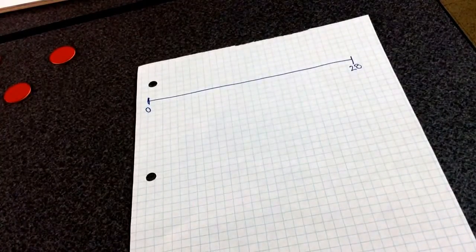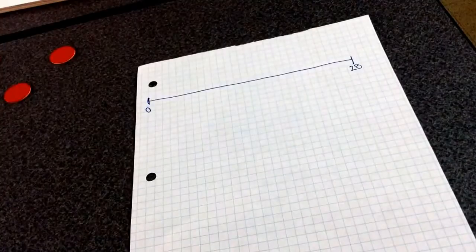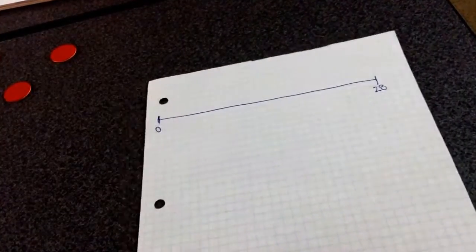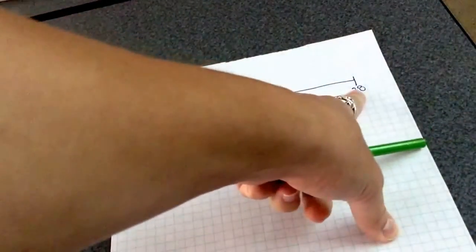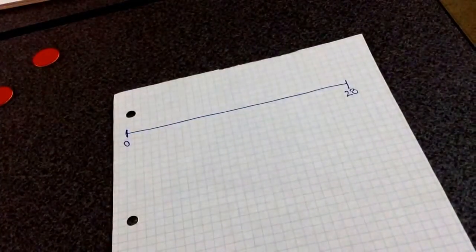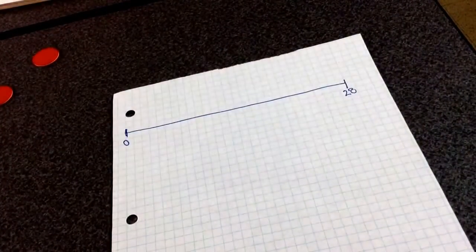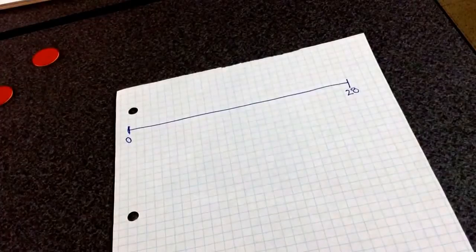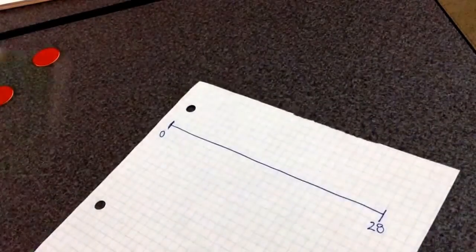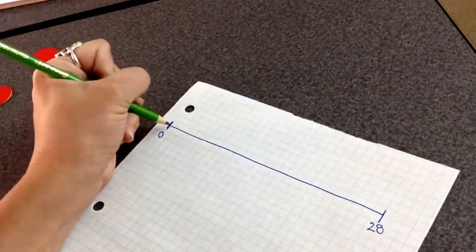So when using our linear model, we once again want to split up our number line into 4 equal sections because we're looking for 3/4. So I labeled my number line from 0 to 28, and now I can split it into 4 equal sections, which we know from the previous problem will be 7. So we'll split it into groups of 7.